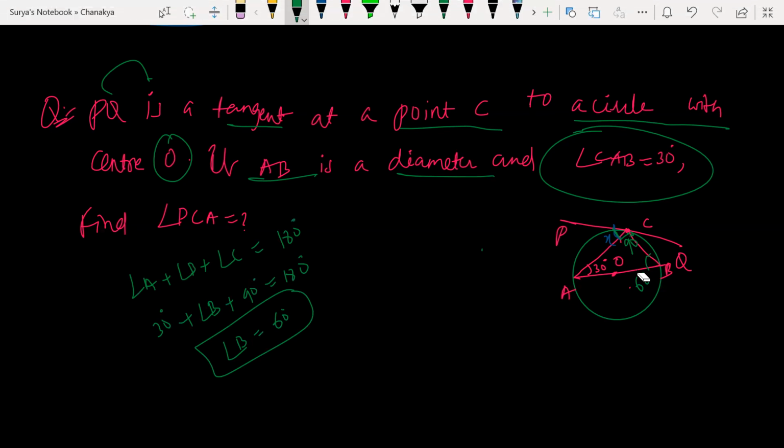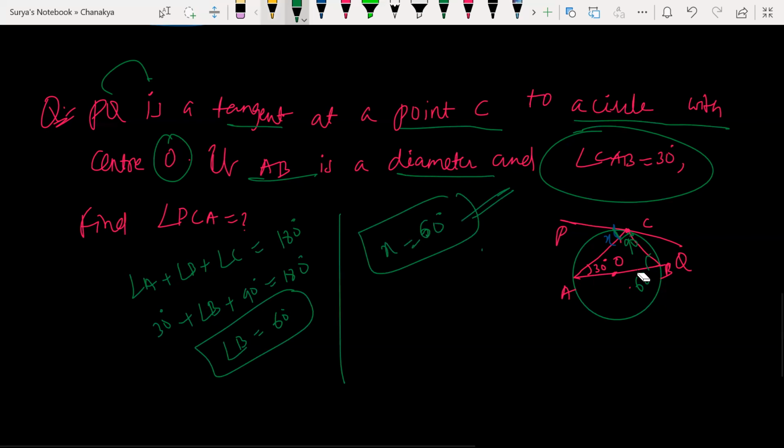If B is 60, now here what is the x value? If B is 60, x is also going to be 60 degrees. Why is x equal to 60 degrees? Tell me what is the reason?